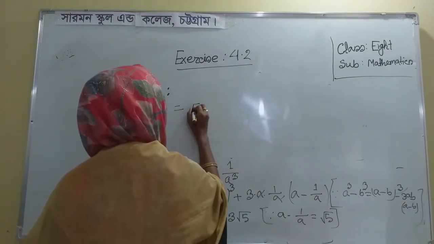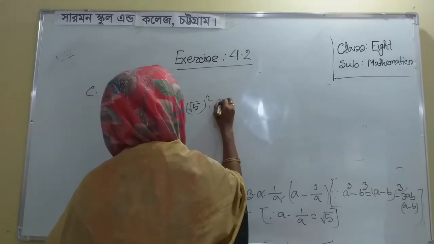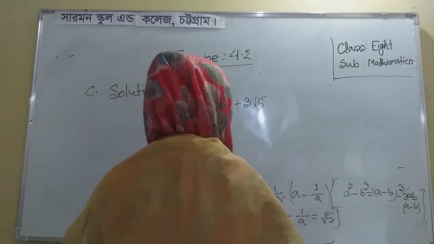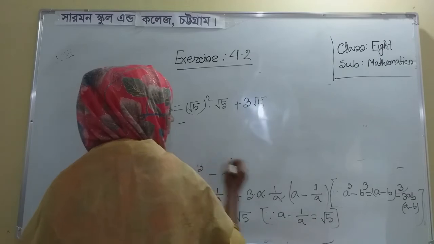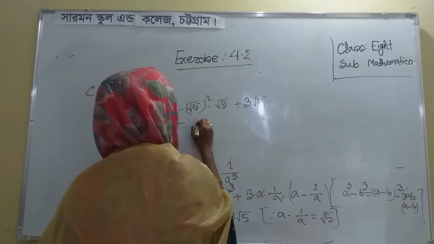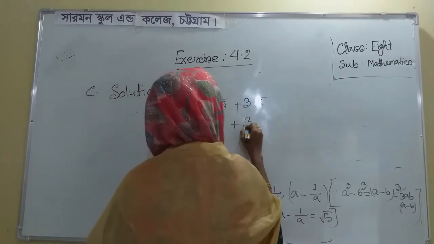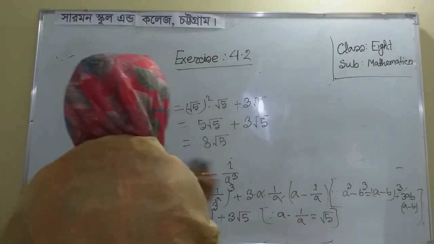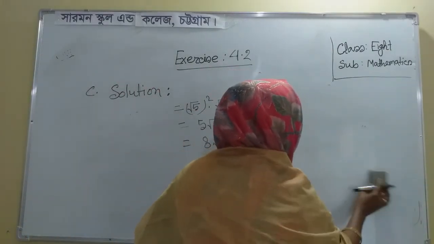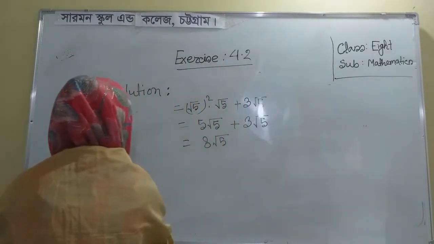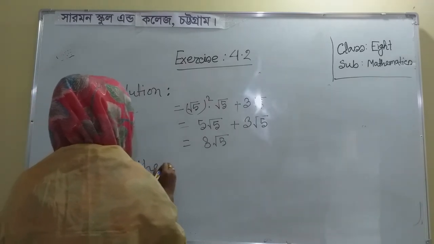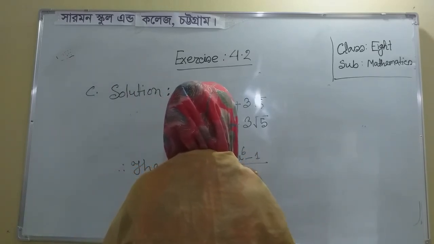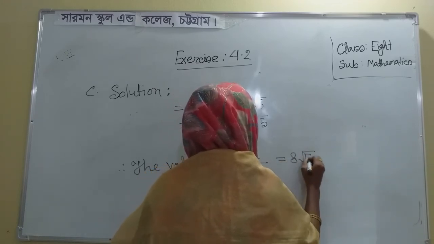That means eight root 5. That means the value of a to the power 6 minus 1 divided by a cube equal 8 root 5.